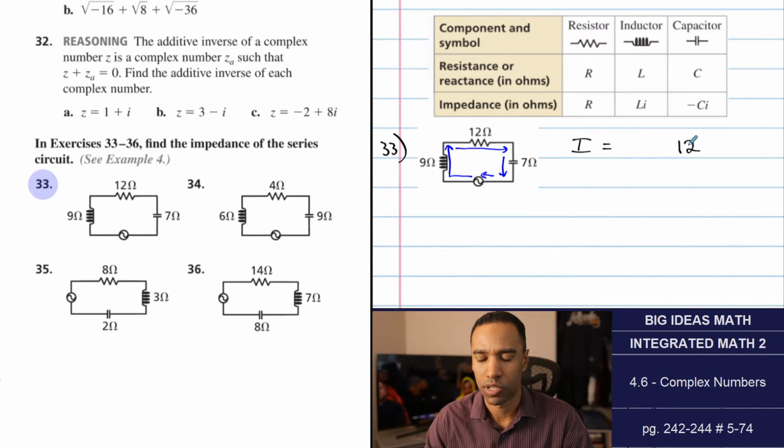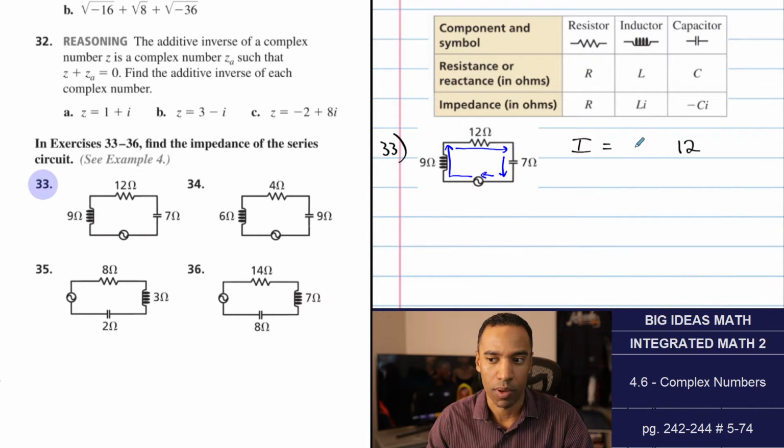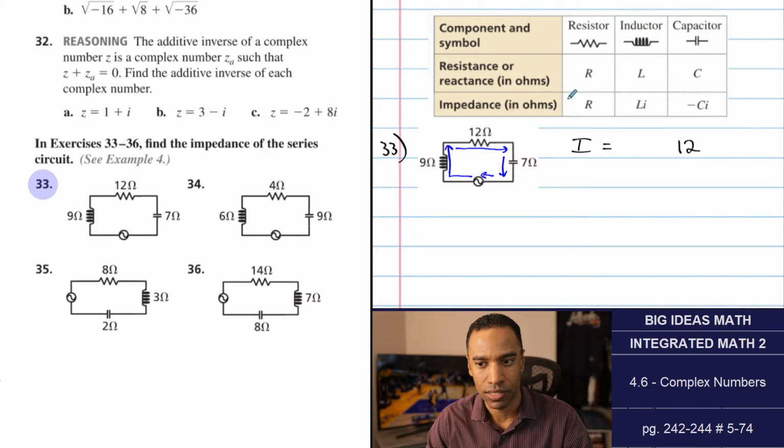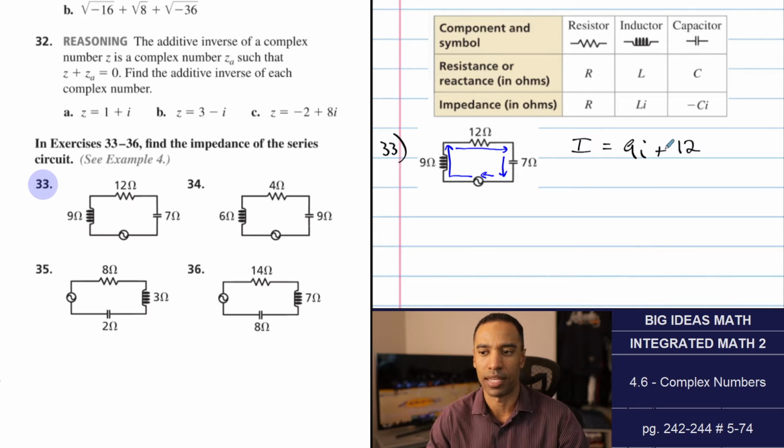Boom. That 12 represents 12 here, a real number. We also have, now it starts with this, and that's why I'm going to write this first. It starts with this 9. This inductor's reactance is 9, and it's a positive 9 as it goes upward in the circuit here, but we're going to write that as 9i because of the direction, the upward direction perpendicular to it.